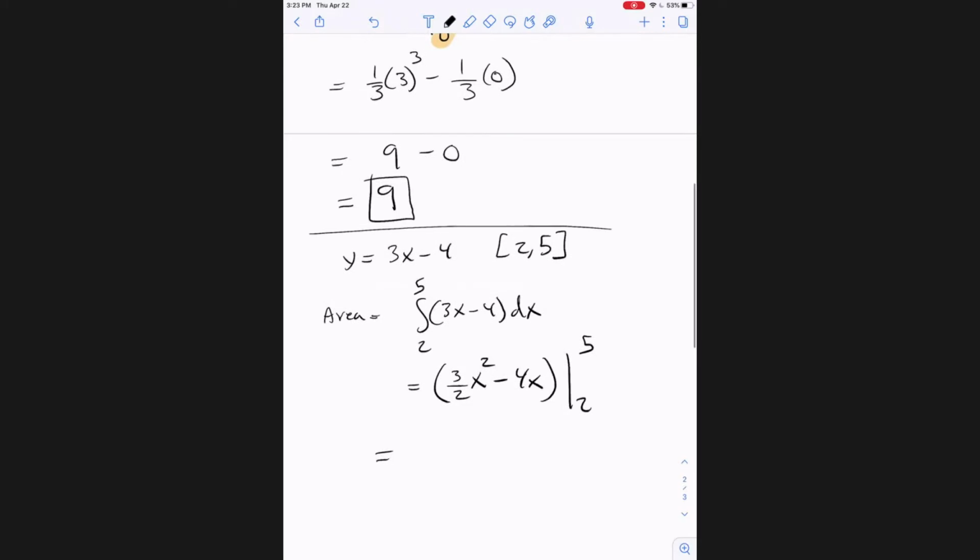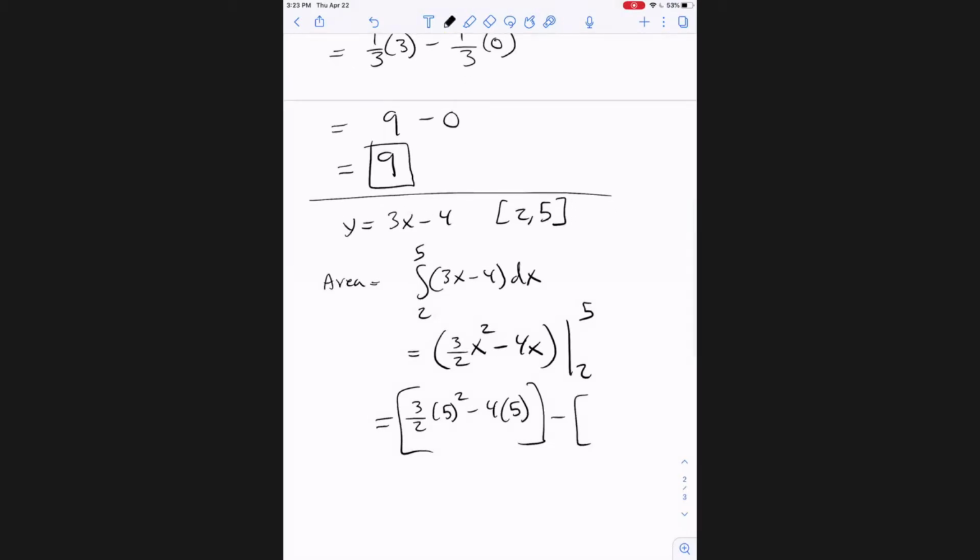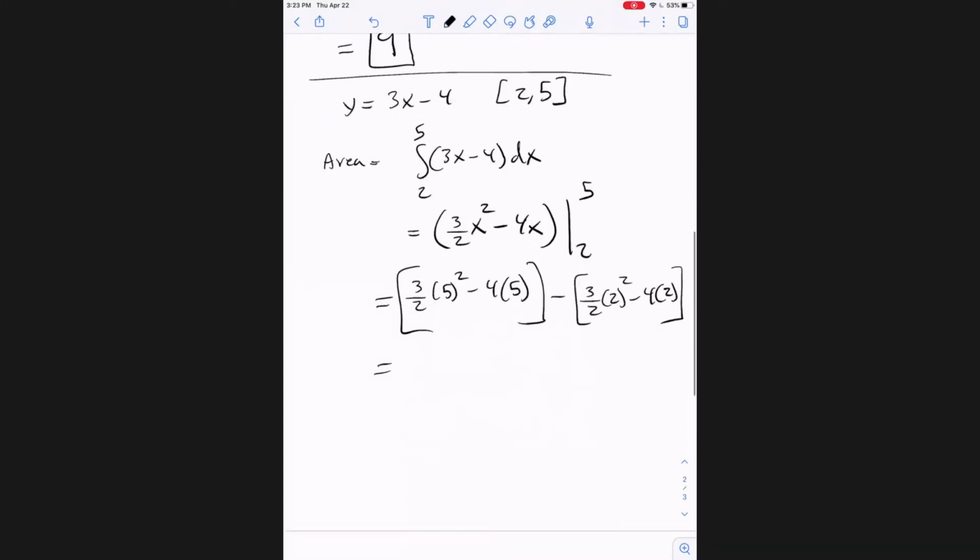So what that means is you're going to plug in 5, which is the top number, minus plug in 2. That's the f of b minus f of a. So we plug in 5. So that whole thing is my f of b minus f of a. So plug in 2. 3/2 times 2 squared minus 4 times 2. All right, and then now you just do some simplifying. So that's 25 times 3 is 75/2 minus 20, minus 4 times 3 is 12/2, which is 6 minus 8.